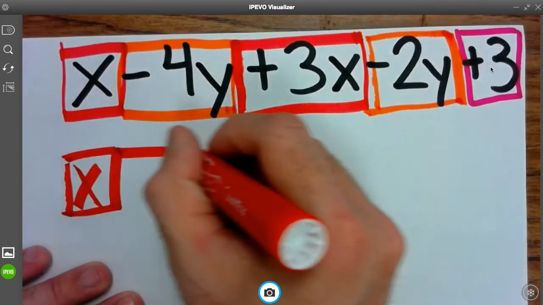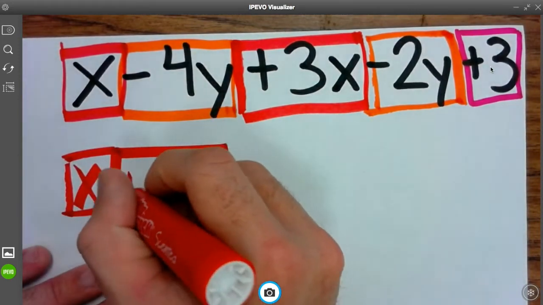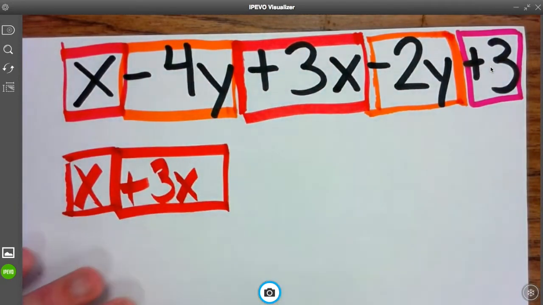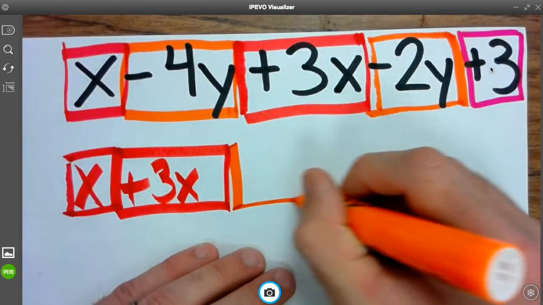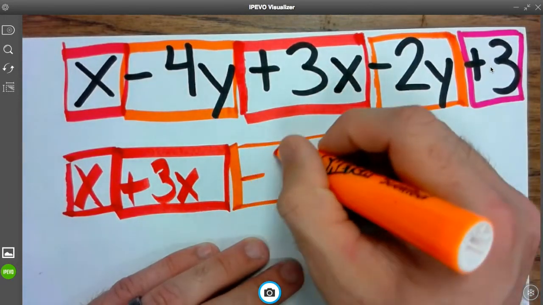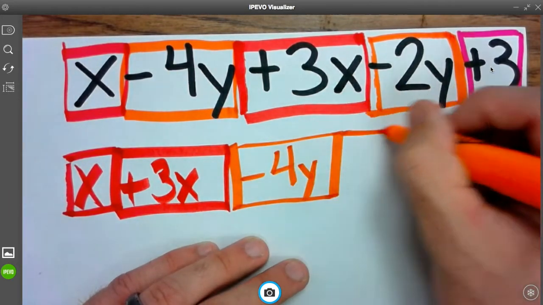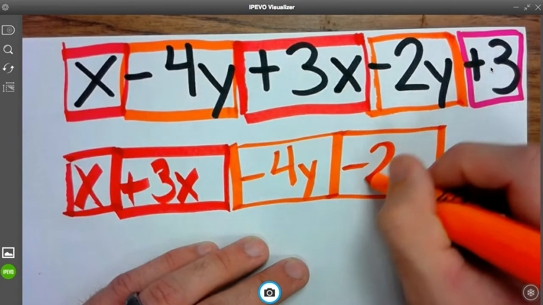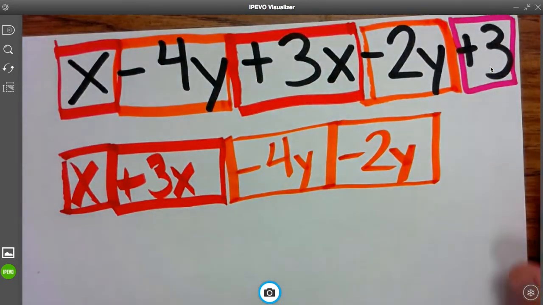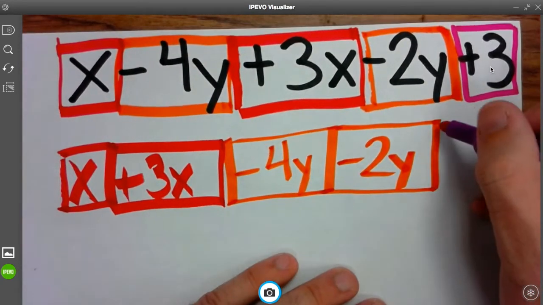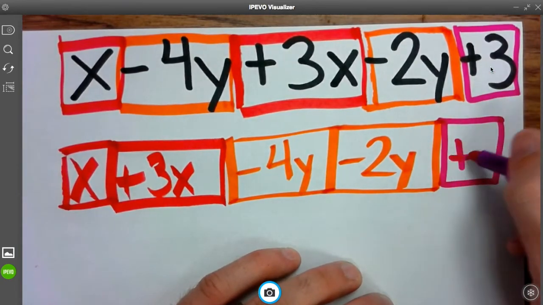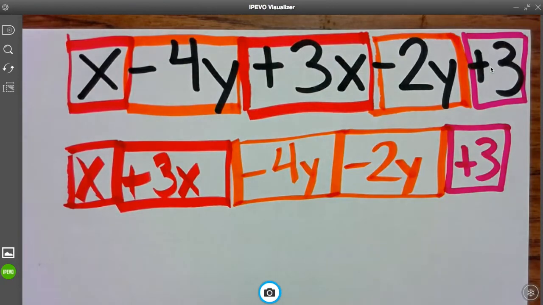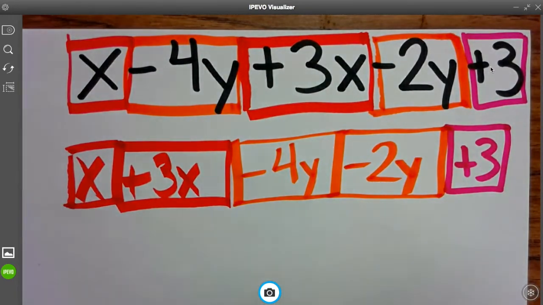Okay, then I have a plus 3x. Then I had a minus 4y and a minus 2y. And then finally, I had a plus 3. So I can add together the things that are the same color. So I can add together x plus 3x.